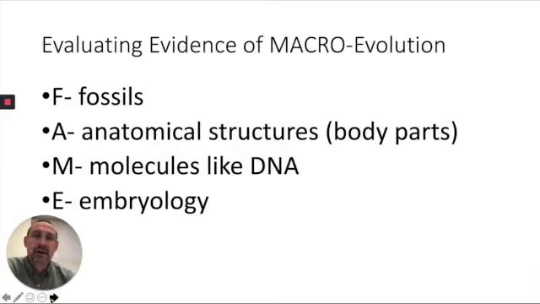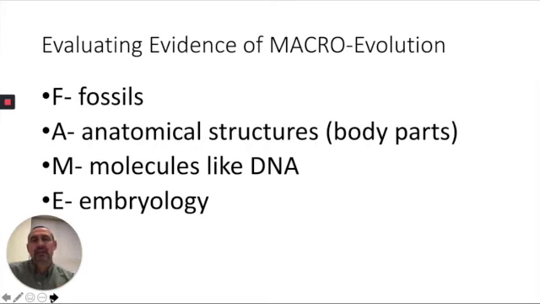This video is about macroevolution. And what we're going to do is use this acronym, FAME, to see some of the evidences that are used to support macroevolution. Do keep in mind that scientists look at the same evidence, but often their interpretations are very different. And I'll give you a few examples of that as we go through. But let's just take a look at some of the major evidences, and we'll evaluate those evidences for macroevolution.